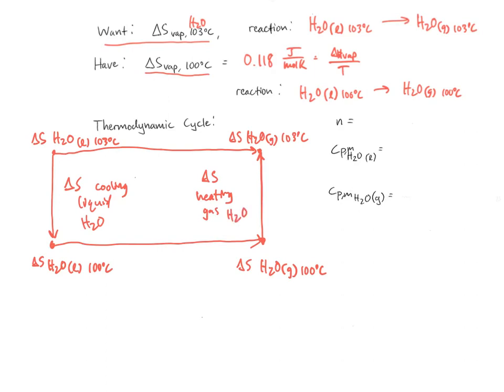Let's say that for this problem I just have 1 mole to make it easy, and also so that we're calculating a molar quantity. Then I look up the molar heat capacities of liquid water, and that's 75.3 joules per Kelvin per mole. And the heat capacity of the gaseous water is 33.6 joules per Kelvin per mole.